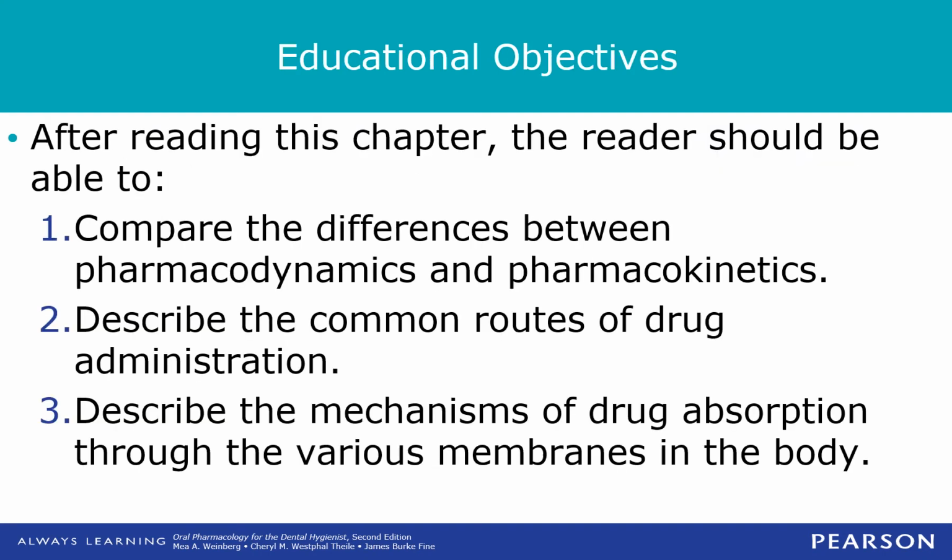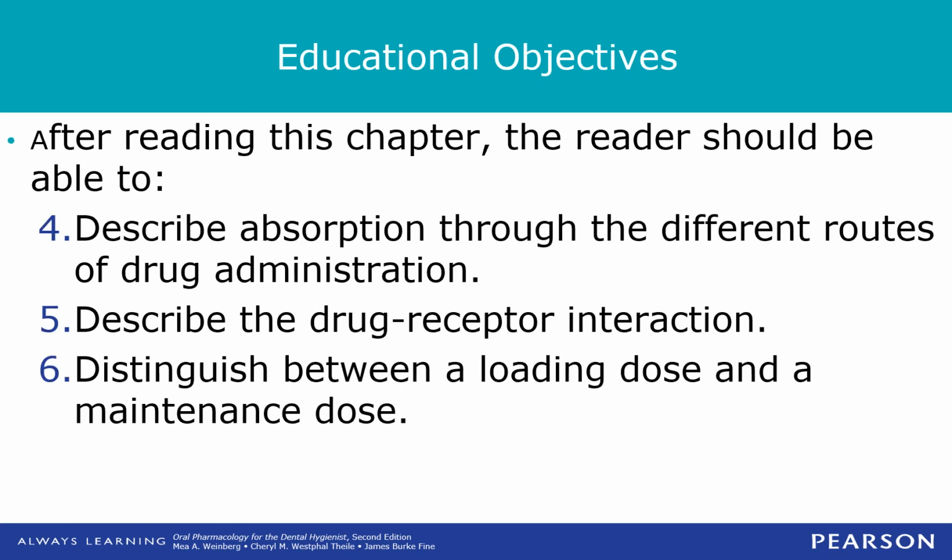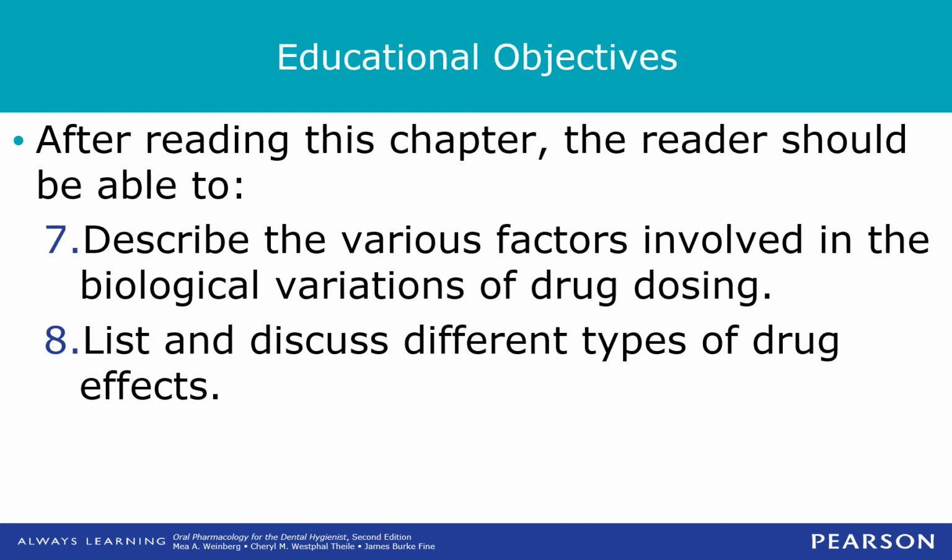After reading this chapter, you should be able to compare the differences between pharmacodynamics and pharmacokinetics, describe the common routes of drug administration, describe the mechanism of drug absorption through the various membranes in the body, describe absorption through the different routes of drug administration, describe the drug receptor interaction, distinguish between a loading dose and a maintenance dose, describe the various factors involved in the biological variations of drug dosing, and list and discuss different types of drug effects.